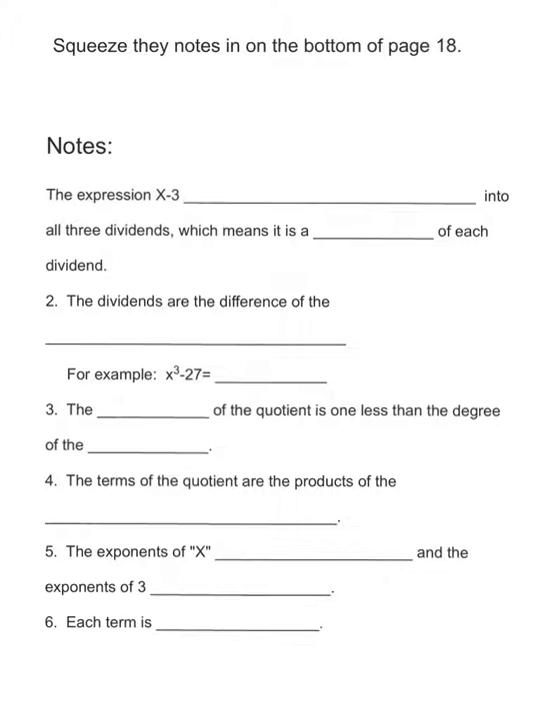Basically, the first thing I want to know is that the expression x minus 3 divides without a remainder into all three dividends, meaning the last three examples, A, B, and C. Which means if it goes in there nicely, it is a factor of each, and that's going to be critical, and we're going to talk a lot about that in the next chapter or so. So it's a factor of each dividend.